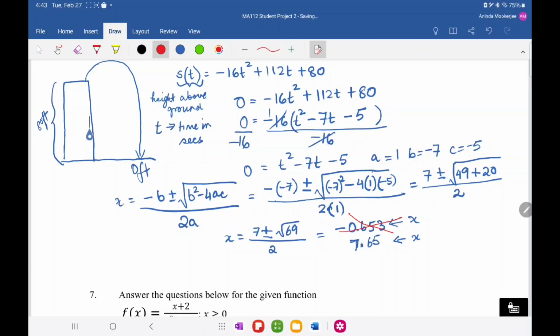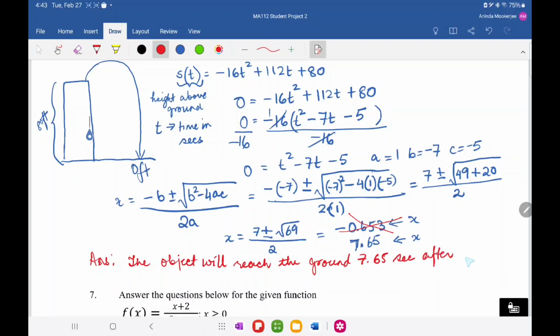So the way you're going to answer this question is, your answer in full sentence form is: the object will reach the ground 7.65 seconds after it is thrown, or propelled, or whatever it is that is thrown. Okay, so that completes this word problem here.